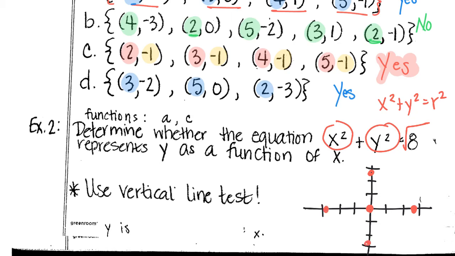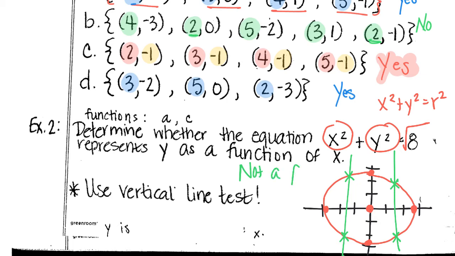Now, you and I both know that a circle will not pass the vertical line test, because notice it hits twice here, it hits twice here. So this is not a function, but the really good reminder of it is knowing this graph is a circle.